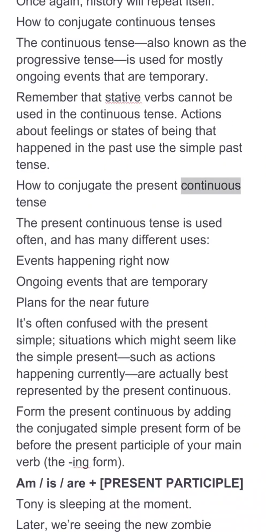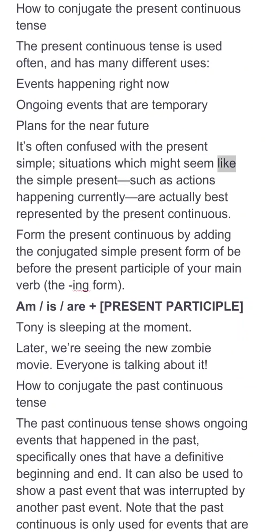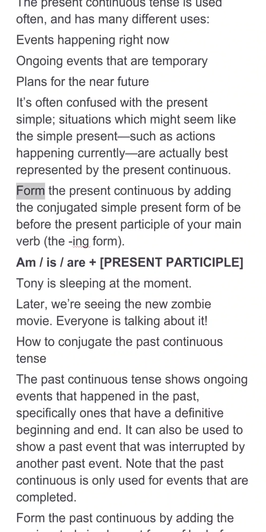How to conjugate the present continuous tense. The present continuous tense is used often and has many different uses. Events happening right now. Ongoing events that are temporary. Plans for the near future. It's often confused with the present simple. Situations which might seem like the simple present, such as actions happening currently, are actually best represented by the present continuous. Form the present continuous by adding the conjugated simple present form of be before the present participle of your main verb, the ing form.